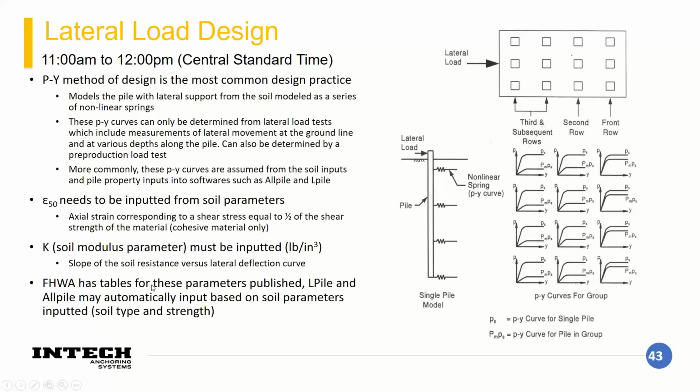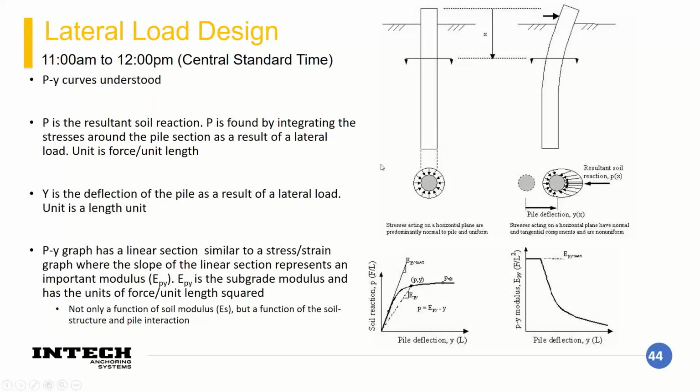This is basically a measure of the soil's resistance to lateral deflection. The good news is this is greatly simplified in programs like LPile and AllPile, because all of these PY curves, and even the strain 50 and soil modulus parameters, are difficult to actually measure, and you need basically empirical data to determine them. These software packages have a bank of empirical data to help simplify that process. But it's so important to understand as an engineer what these actually are, to help deepen your understanding of the design.